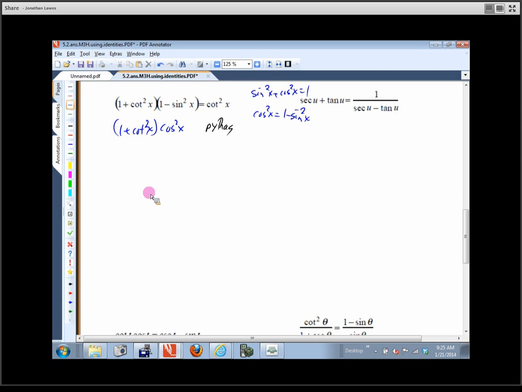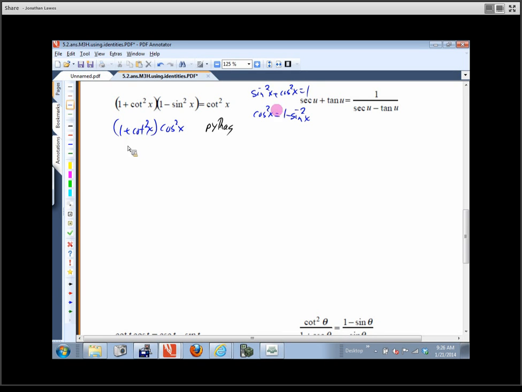What now? We want to make this side into just a cotangent squared. I've got all this extra stuff. I've got a 1 and I've also got a cosine squared. Can we change this to cosecant squared?